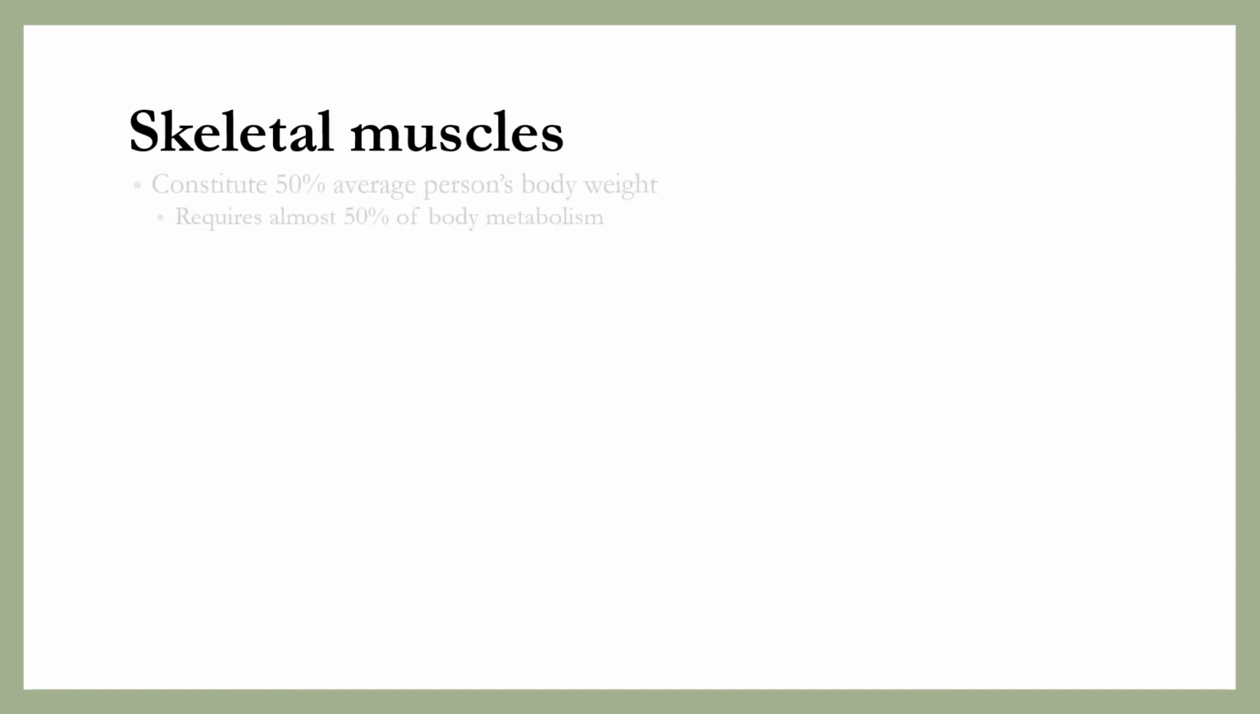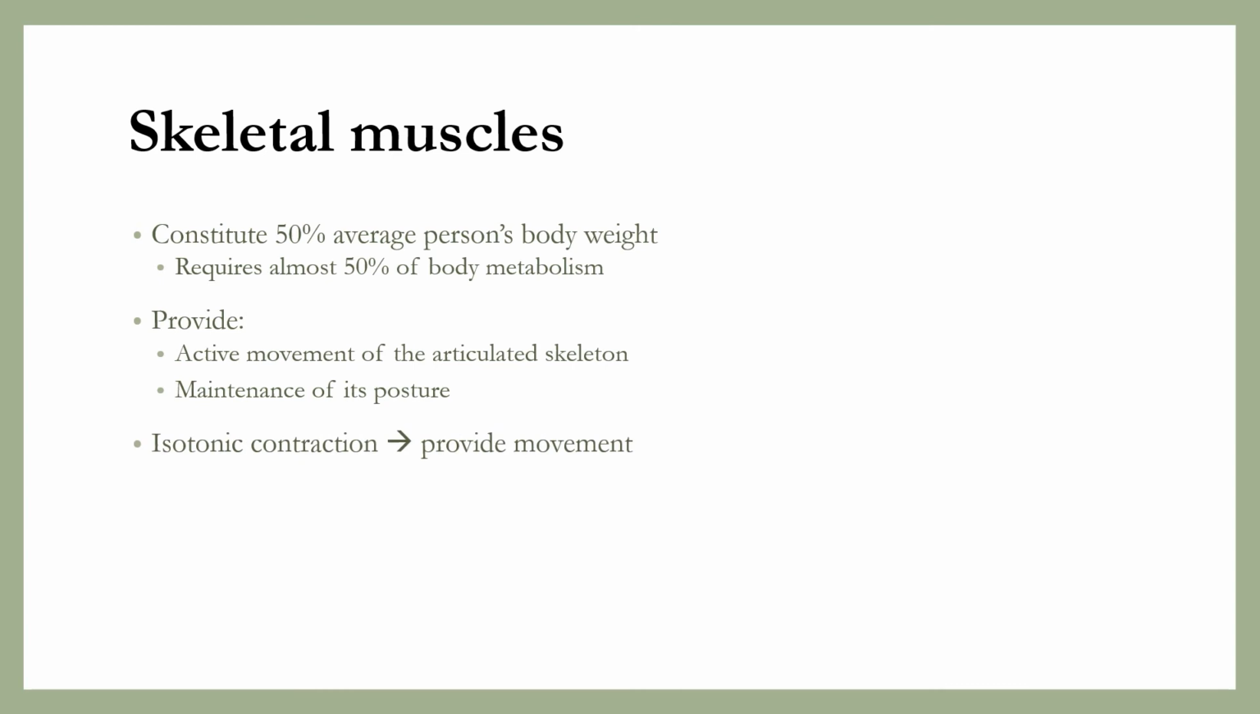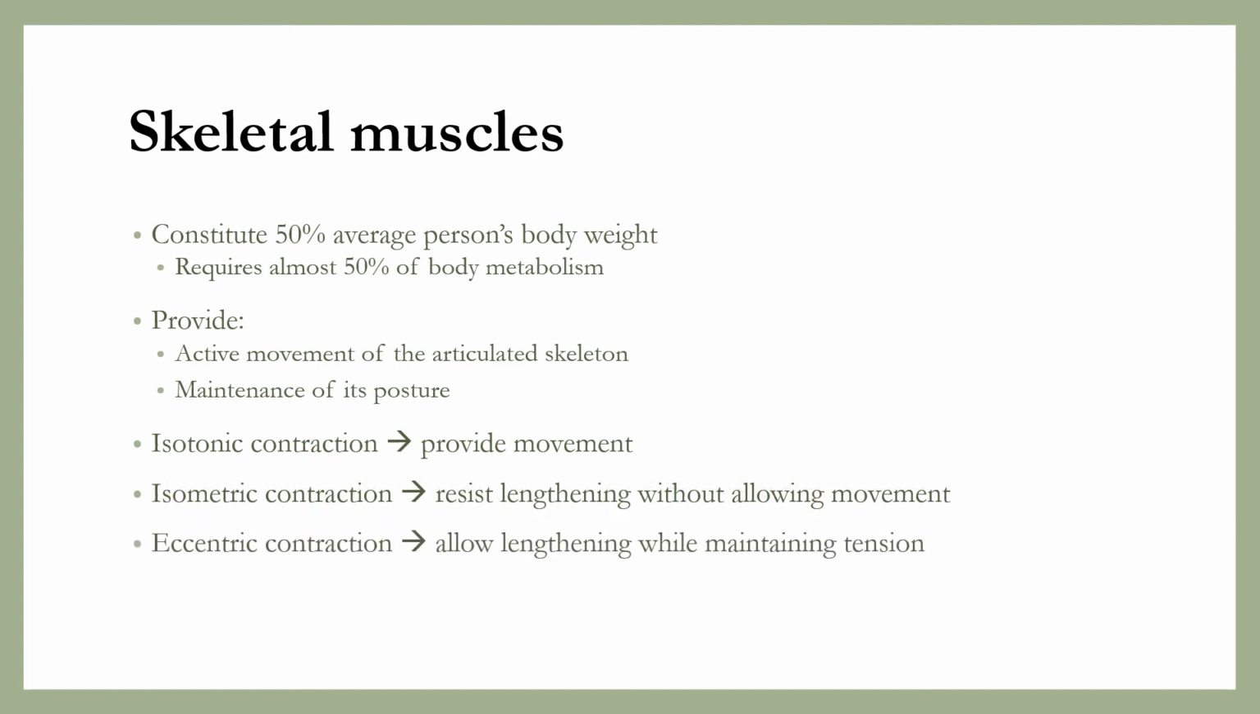Skeletal muscles. It constitutes on average 50% of a person's body weight. It requires almost 50% of body metabolism. It provides active movement of the articulated skeleton. It also provides maintenance of its posture. Isotonic contraction provides movement. Isometric contraction resists lengthening without allowing movement. Eccentric contraction allows lengthening while maintaining tension.